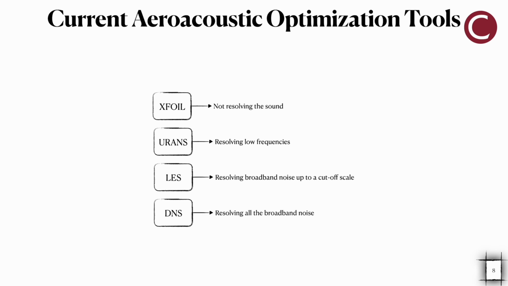So URANS models cannot adequately capture the unsteady nature of the flow phenomena, and its usefulness in aeroacoustic optimization is a bit limited. It's still very powerful and a lot of people use it. In our study we used large eddy simulation, which is more accurate than URANS and less computationally expensive than DNS.